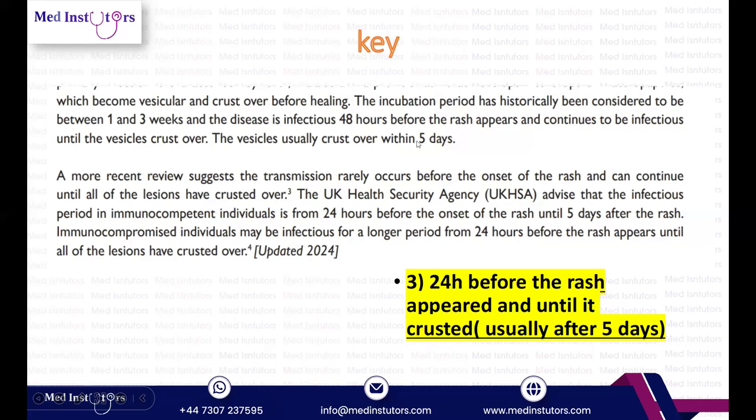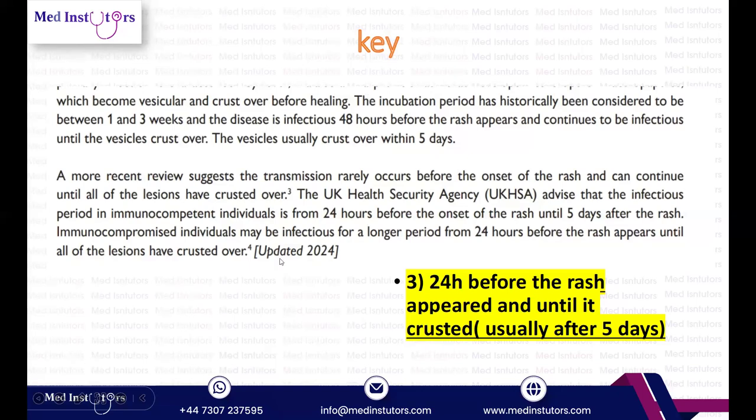The previous one, which we used to follow, is 48 hours before and until the vesicles have crusted over. But now, the UK Health Security Agency has advised that the infectious period of the immunocompetent is from 24 hours before the rashes until the 5 days. That is it. However, in cases of immunocompromise, the period is extended, that is longer than from 24 hours before the rashes until all the lesions have crusted. Am I clear? Is this point clear?